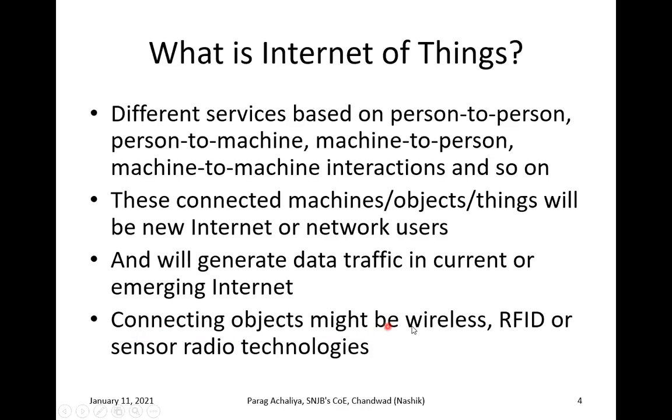The connecting objects might be whatever the object is. These objects will be connected with each other. The connection will take place with the help of your wireless connection. Those devices are connected with each other either using RFID or with the help of sensor radio technology. Any of the technologies can be used, or they can be used in combination. That means wireless plus RFID, or wireless plus sensor, or RFID plus sensor, likewise. Anyway, you can use the technologies for your communication or connection purpose.